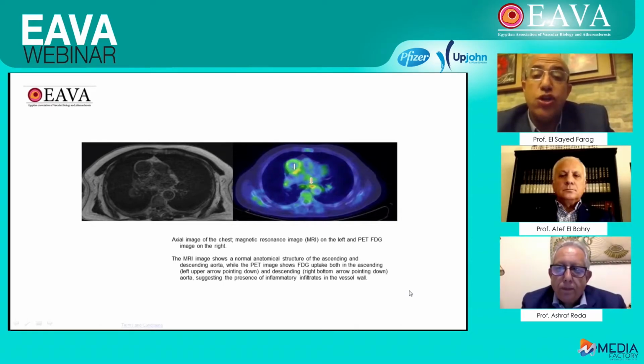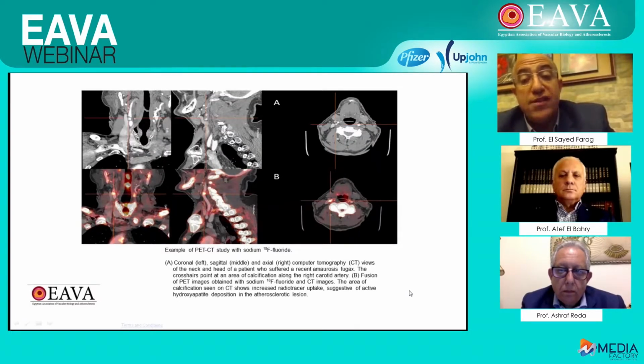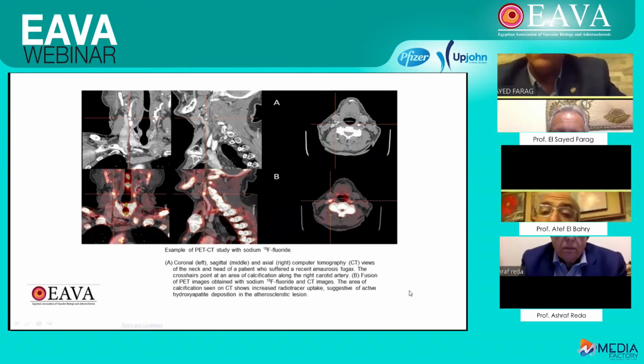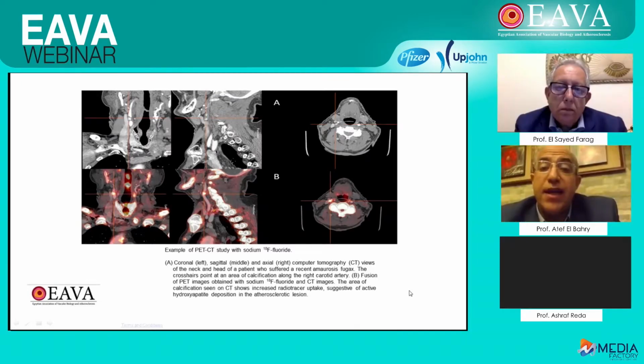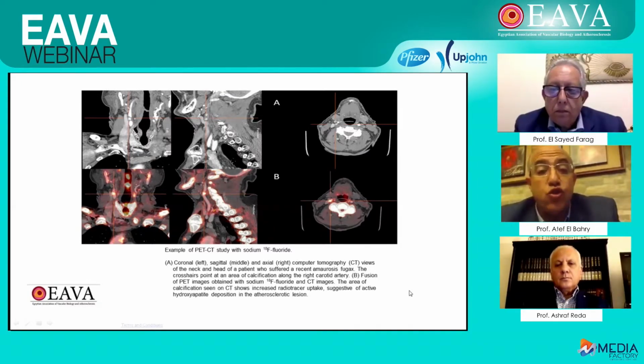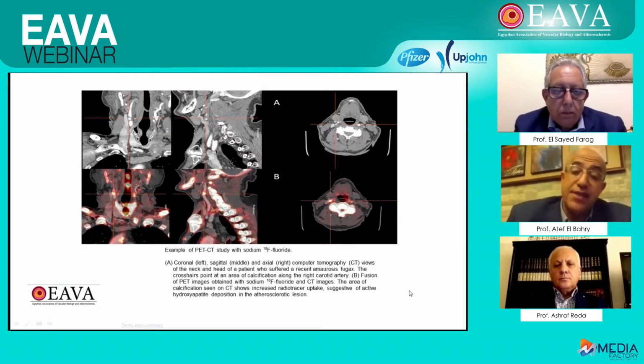By using the combination of PET imaging, it proved that there is inflammation inside the wall of the ascending and descending aorta, which means that the hidden plaque there is a vulnerable plaque that can develop an event. Again, here in the carotid, when we combine the CT with PET scan, we can confirm and define the vulnerability of the plaque and the potential of the plaque to be risky by using the combined CT and PET scan.